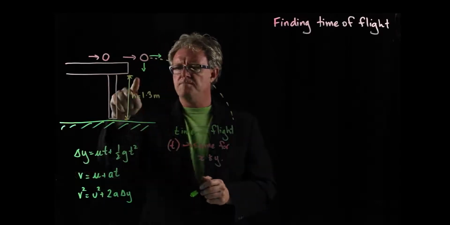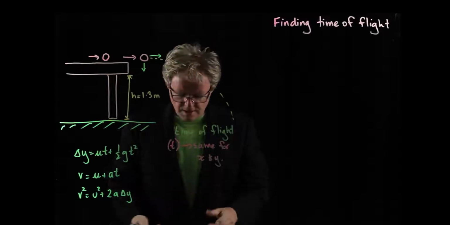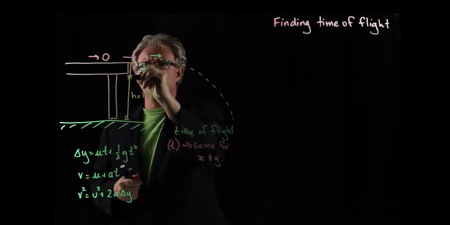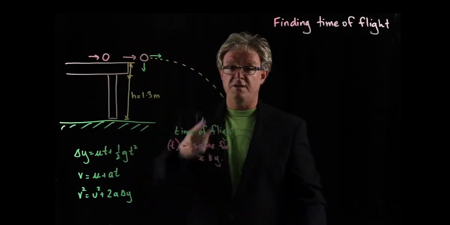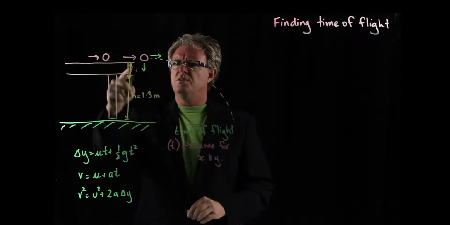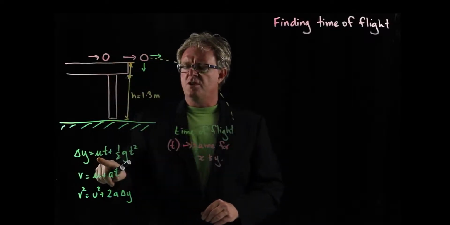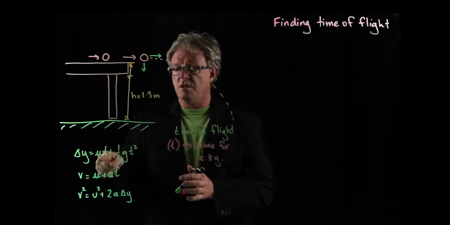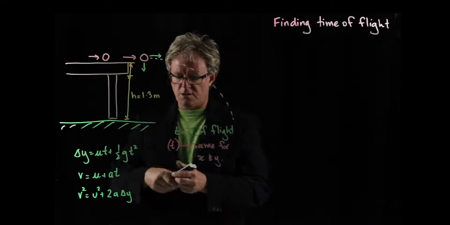Here's our change in y. To make the diagram a little bit more accurate, how about we say that it goes up to here, not the bottom of the table, because you have to take that into consideration. So the change in y is 1.3. Its initial velocity in the y direction starts from 0, so that will go to 0. We know g, and the only unknown is t, so we can use this one here.